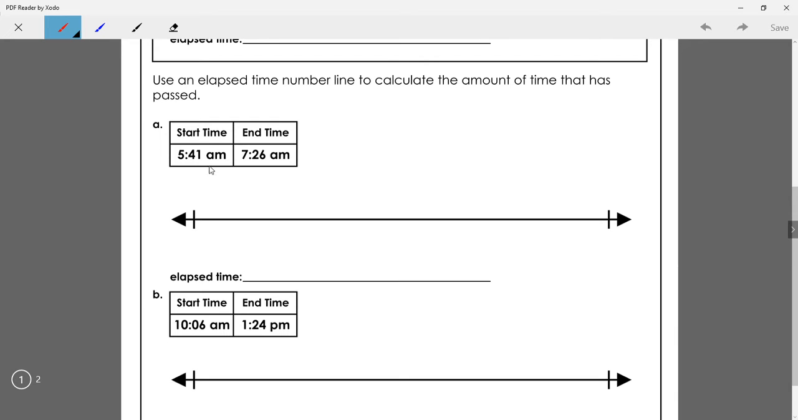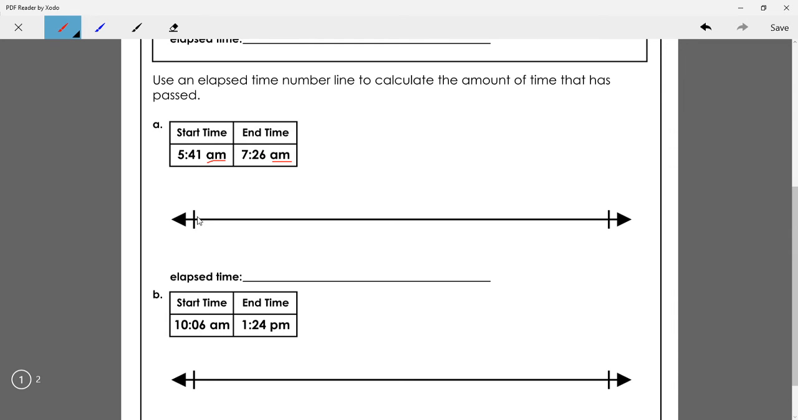So here we go. We have a start time at 5:41 a.m. and the end time is 7:26 a.m. We have to make sure that we check that they're both the same, because 5:41 a.m. to 7:26 p.m. would be more than 12 hours, right? So you have to make sure that AM and PM are taken into account. So we have 5:41, right?